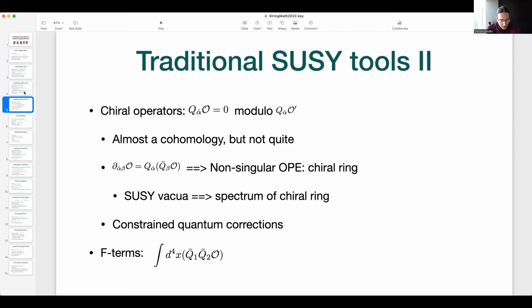Another reason the chiral ring is important is that essentially all renormalizable interactions in four-dimensional N=1 theories are controlled by F-terms, which are terms in the Lagrangian obtained from chiral operators by acting with the anti-chiral supercharges. So the chiral ring is a very well understood, very important tool.